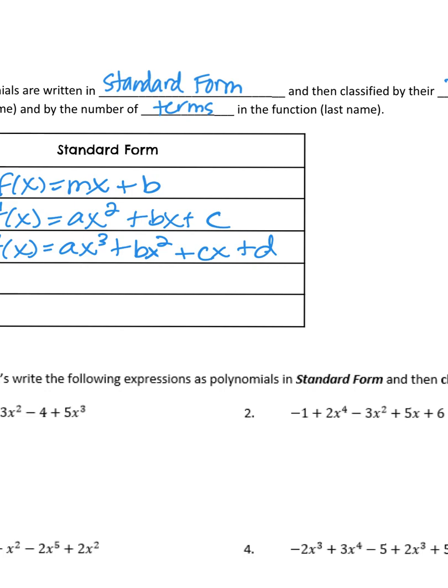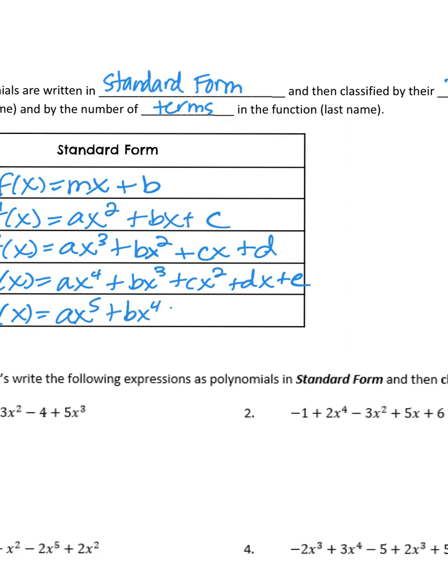Of a quartic function is f of x equals ax to the 4th plus bx cubed plus cx squared plus dx plus e. And then quintic function, f of x is equal to ax to the 5th power plus bx to the 4th power plus cx cubed plus dx squared plus ex plus f.